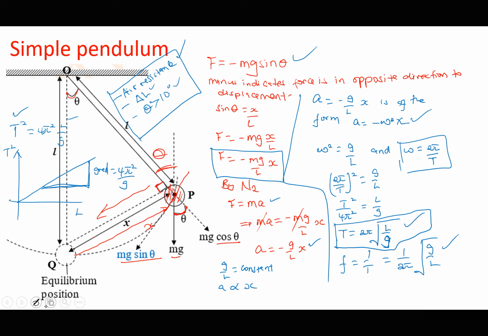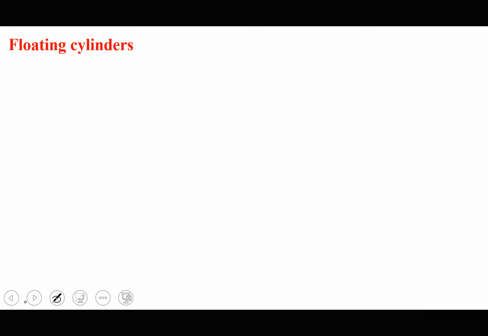Okay, so I think I've given my mind on a simple pendulum. Number two, let's talk about our floating cylinders. What do we mean by a floating cylinder? Of course, we expect a cylinder to be placed maybe on a water surface and it is made to float. That's what I'm calling a floating cylinder.